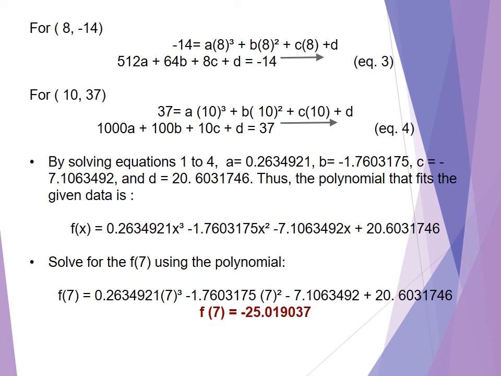And also for the third pair and fourth pair, still the same process, substitute, then solve, and our equation 3 is 512a plus 64b plus 8c plus d equals negative 14, and equation 4 is 1000a plus 100b plus 10c plus d equals 37. So after we established our 4 equations, all we need to do is to solve these equations using Gauss elimination, or if you have a calculator that is capable of solving equations with four unknowns, that is good.